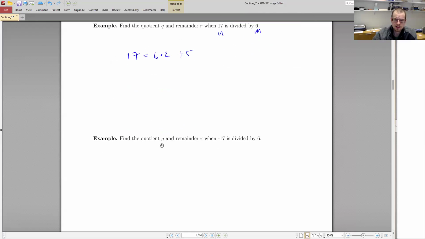If I want to find the quotient and remainder when negative 17 is divided by 6, then I'm going to say negative 17 is equal to 6 times, now this is going to be a negative number, and I do want it to be negative 3. 6 times negative 3 is going to give us negative 18. So that way I can add a positive number. I can add 1 to take us from negative 18 up to negative 17. So this remainder here is always a positive number.